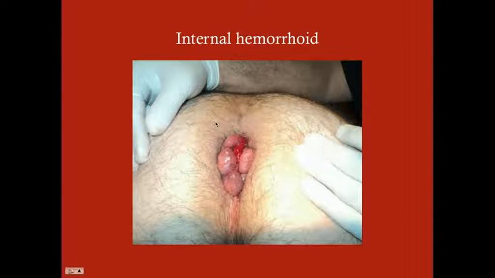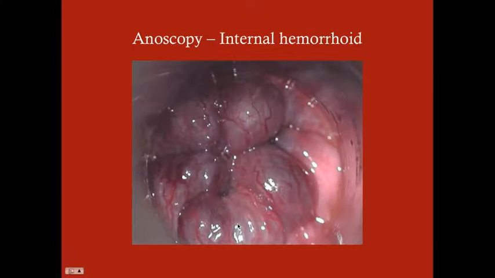Okay, so this is an internal hemorrhoid. This is a pretty bad case. This looks like it might be 4th degree, but really the only way you can tell is by trying to put it back into place. And here you can also see what appears to be bleeding. Looks like there's some blood down here.